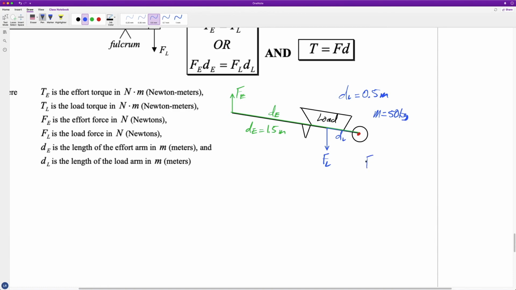Well, we have to figure out how big our FL is. Our FL is equal to the weight of the load. The force of the weight is the same as the force of gravity, so that's going to be the mass of the load times G. That's 50 times 9.8, and that's 490 newtons. So 490 newtons. Let's see how much effort it would take for us to do this.